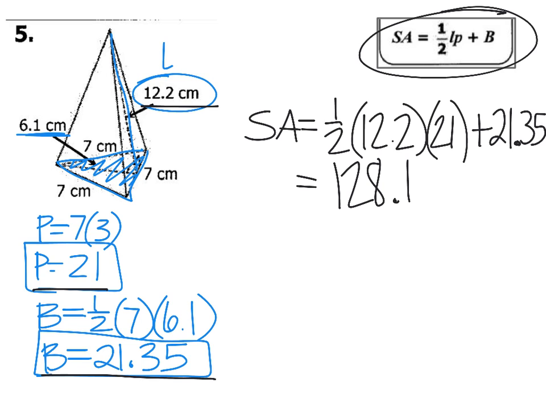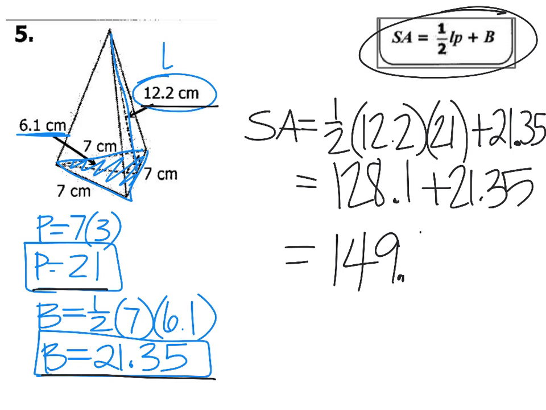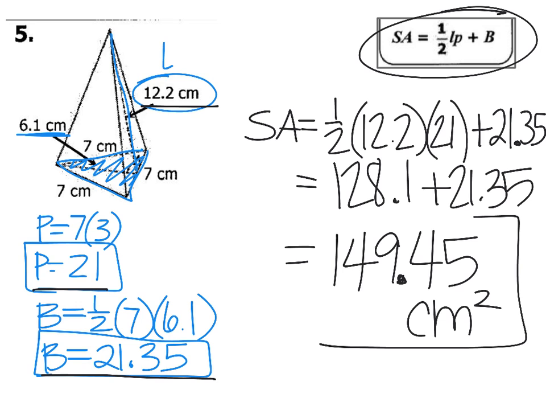All right, 1/2 times 12.2 times 21 equals 128.1 plus 21.35. So 128.1 plus 21.35, we get 149.45. All right, and we're dealing with centimeters, and it's squared, because we're talking about surface area, and that's our final answer.